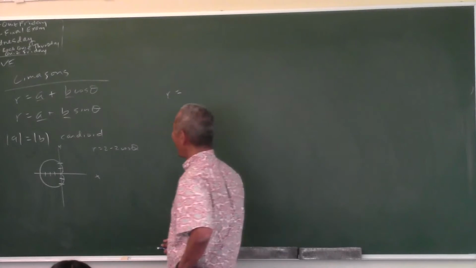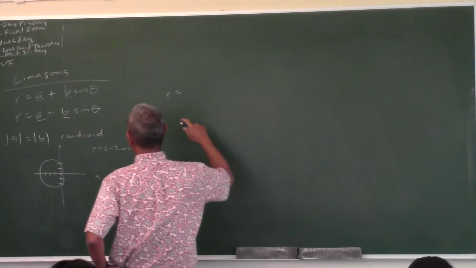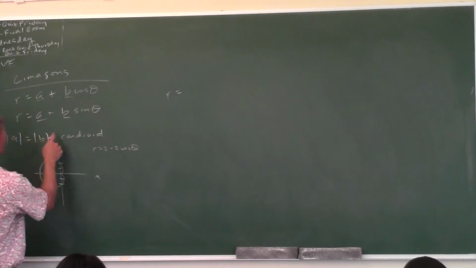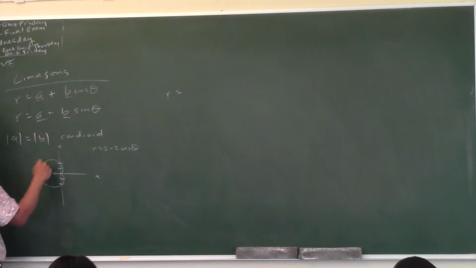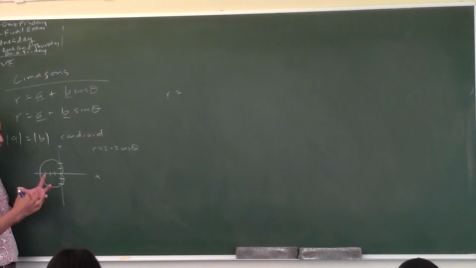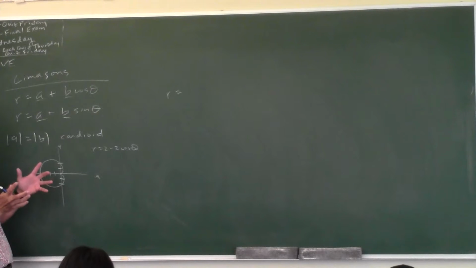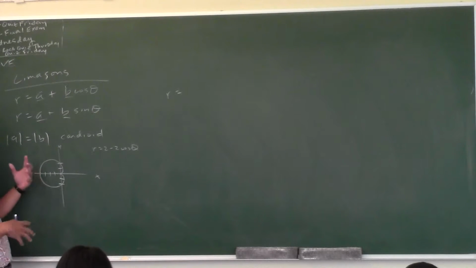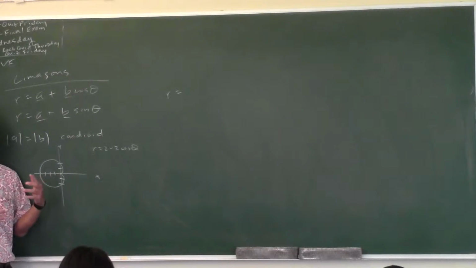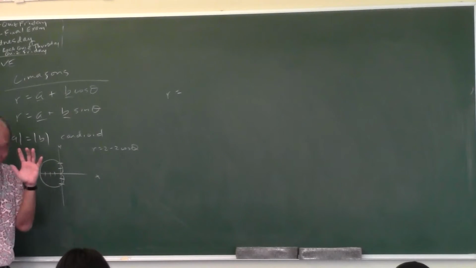Like I told you, whenever the absolute value of this number equals the absolute value of the other number, you're going to get a cardioid, a heart-shaped thing. Actually, you don't even have to know if it's going east, west, north, or south, because I'm going to teach you something so you don't need to know.